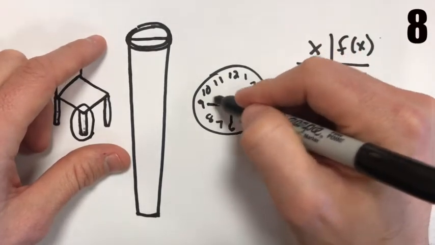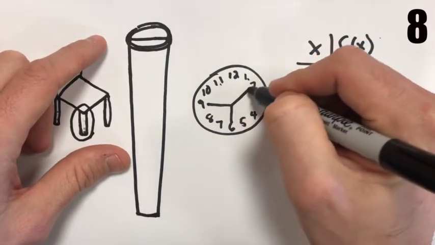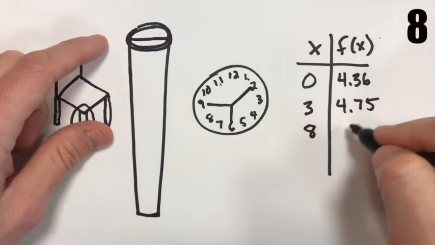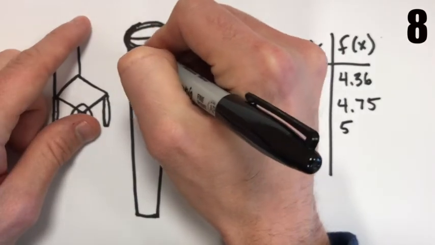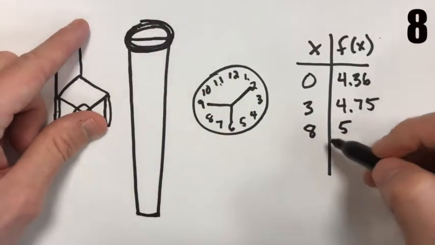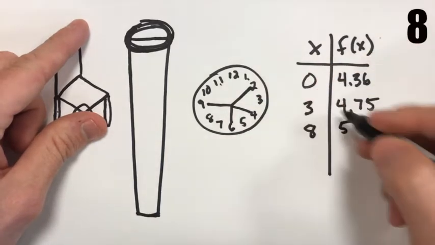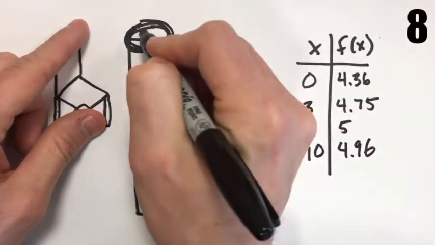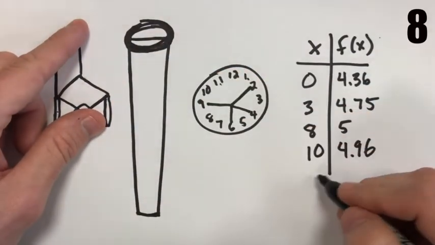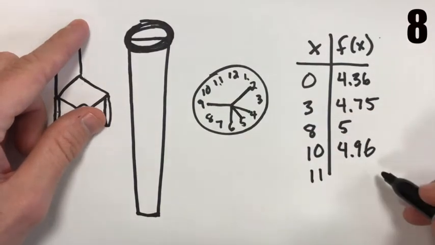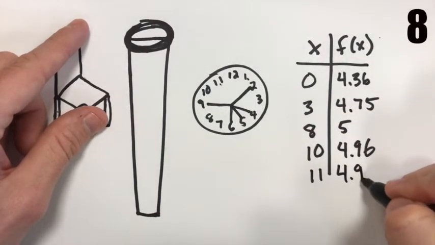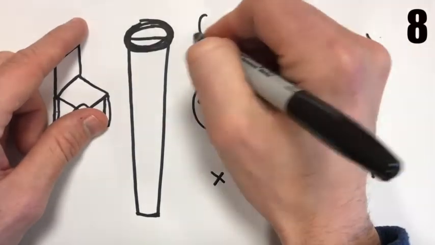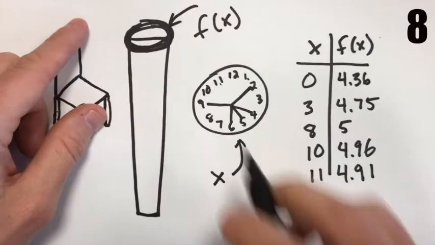Now we're going to go 5 more hours later. 2 p.m. It's warmer now. After 8 hours, now we're up to 5. So it's expanded even more. Okay. 2 hours later, we're cooling down a little bit. 10 hours after we started, now it's back down to 4.96, so now it's contracting. And finally, we check it an hour later at 5 p.m. and it's at 4.91, so it shrunk even a little bit more. So x, again, is the time, and f of x is the diameter of a wooden table leg.